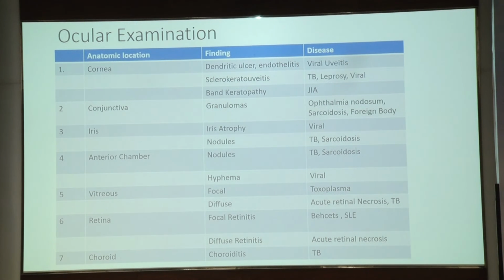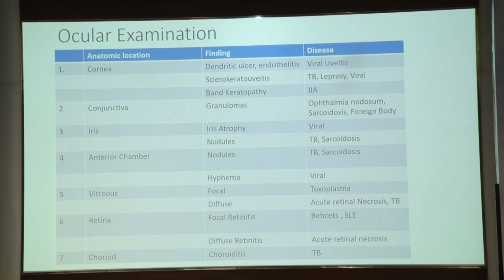What are the findings in the cornea? Are there any signs of an endothelitis, which will mostly point towards a viral etiology? Whether there are any granulomas on the conjunctiva, which will be more common in cases of sarcoid or ophthalmia nodosum. Similarly, we have to look for any iris atrophy, which points towards a diagnosis of a viral uveitis. We have to pay attention to the anterior chamber details, and look for any nodules on the iris surface or in the anterior chamber. Similarly, whether the vitritis is focal or diffuse can also provide clues towards the diagnosis.